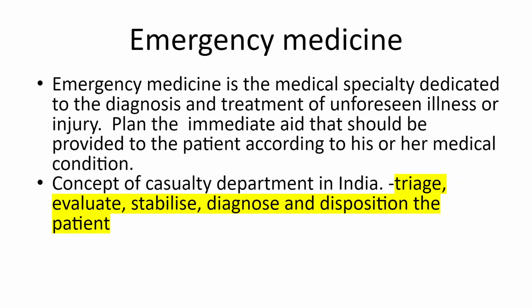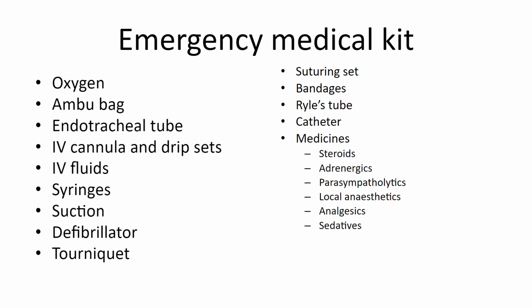It also involves planning the immediate aid that should be provided to the patient according to his or her medical condition. Very specifically, it involves many steps: triage, evaluate, stabilize, diagnose, and disposition of the patient. The first is triage. Triage is to assess the risk to the patient, whether the patient has a high risk to life or whether the patient can sustain life, and that also decides how energetic you have to be in the treatment of the condition.